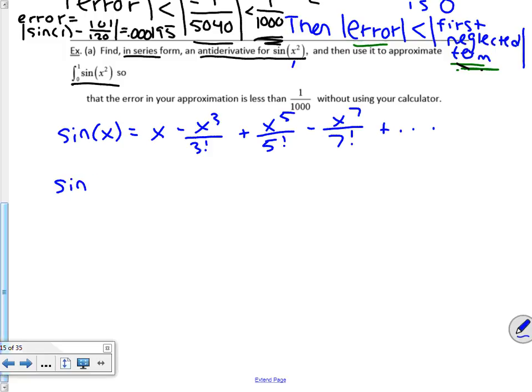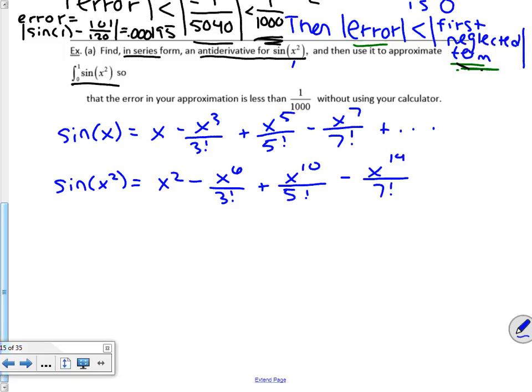So sine of x squared is equal to x squared minus x to the 6th over 3 factorial plus x to the 10th over 5 factorial minus x to the 14th over 7 factorial, and so on. This is my power series for sine of x squared. And it wants me to take the antiderivative of this. So antiderivative, I am integrating sine of x squared with respect to x.